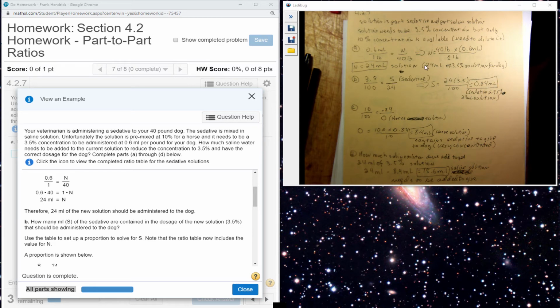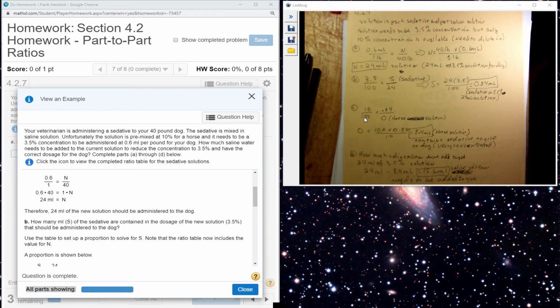So the dog's going to need 24 mils of 3.5%. How much medication is going to be in it? We can cross multiply and divide. And we find that there's 0.84 mils of sedative that is in the 3.5% medication. So that's how much of the actual sedative that the dog's going to need.